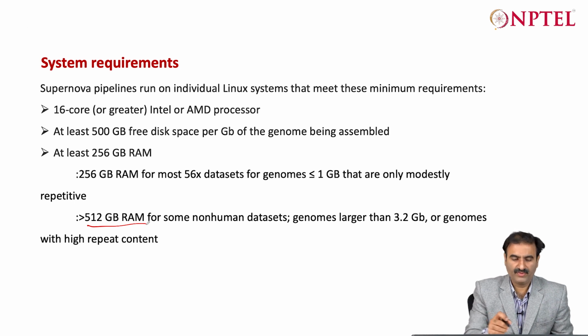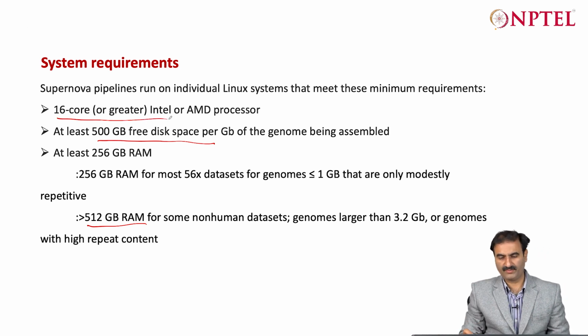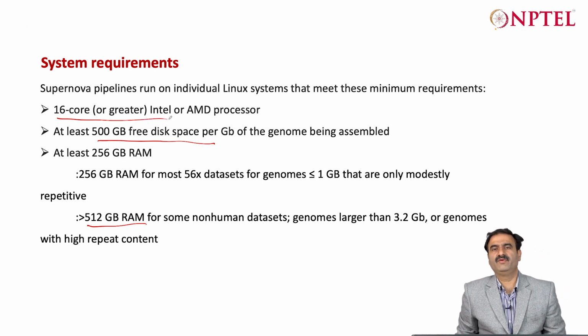And also an appropriate amount of free disk space per GB. For example, if your genome size is 3 GB, you need 1.5 TB of free disk space, right. So like 500 GB per GB of genome. So if your genome is 3 GB, you will need 500 into 3, or basically 1.5 TB of disk space, and a 16 core or higher processor, and the higher the number of processors the better, because you can split the jobs into multiple pieces.